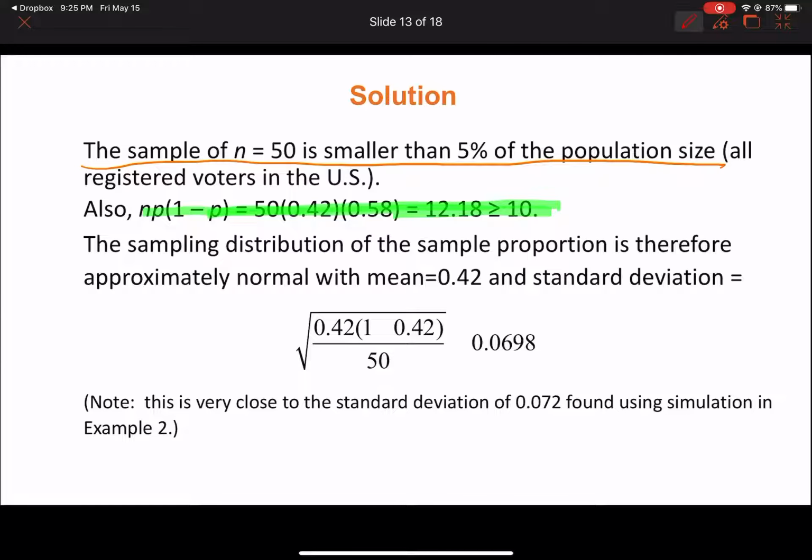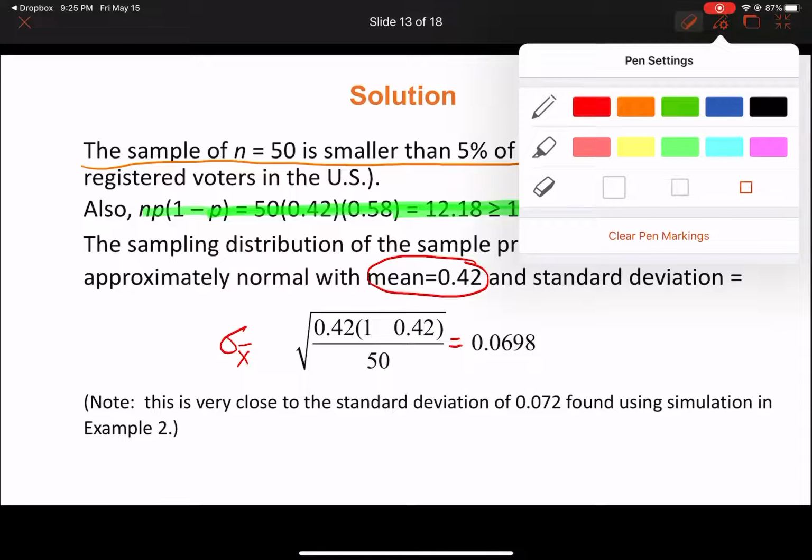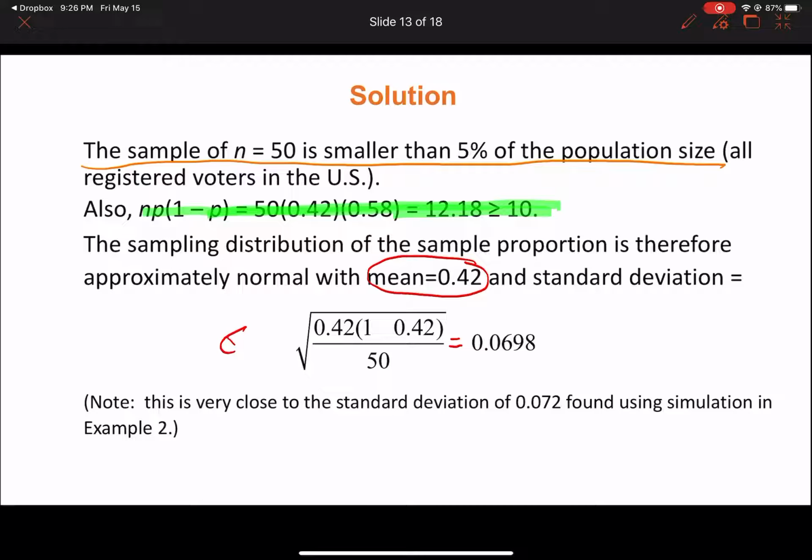So for the sampling distribution, we have that our mean is 0.42, because we got that 42% of all voters. Because our p was 42%, our mean is 0.42. So now we need our standard deviation. The standard deviation of p-hat is the square root of p times 1 minus p, so 0.42 times 1 minus 0.42, divided by 50.